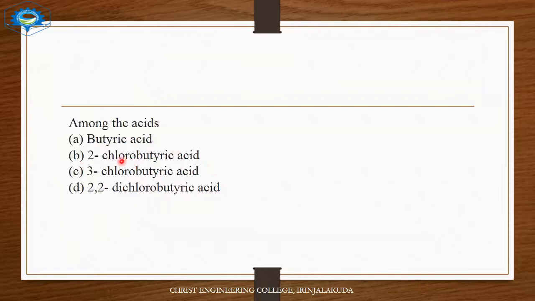2-chlorobutyric acid contains one electron withdrawing group, that is the chloro group, in the second position from COOH. 3-chlorobutyric acid contains one electron withdrawing group which is in the third position. Okay. Option B, it is second position, more close to the COOH. Third option, it is third position.